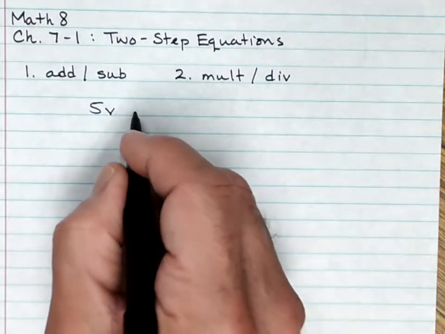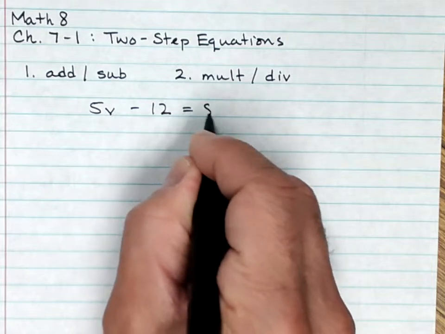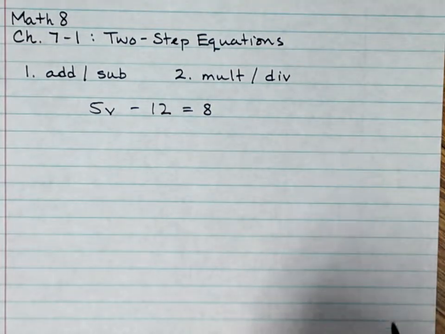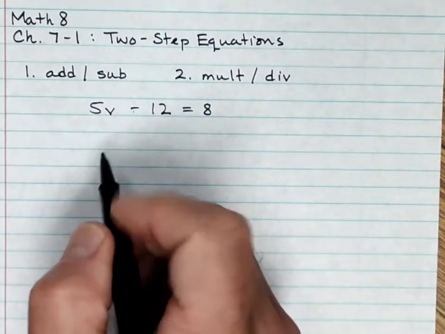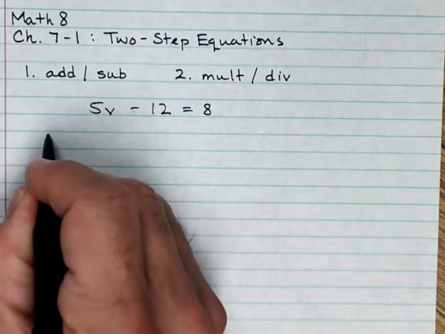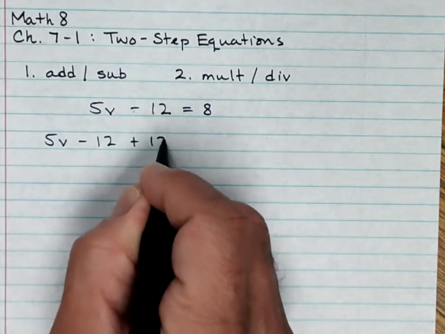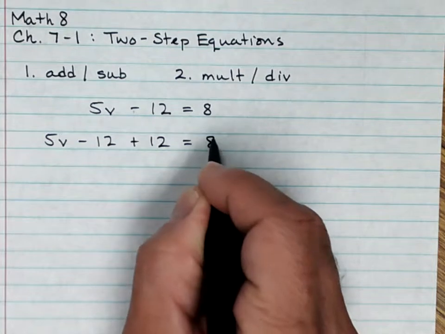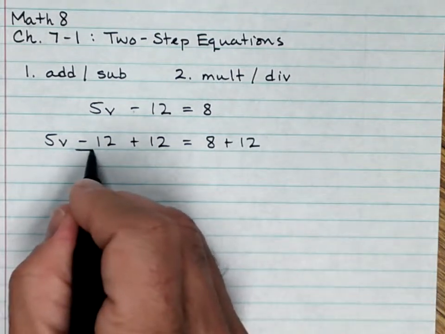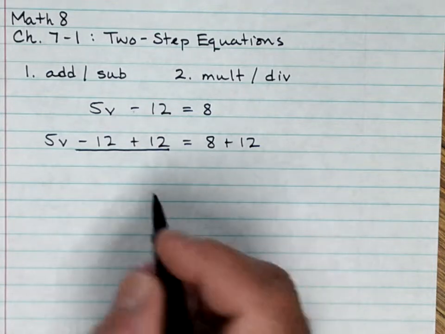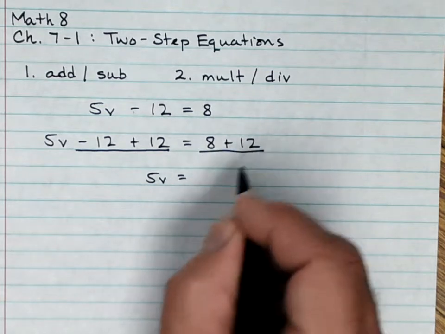5v minus 12 equals 8. So again, I'm looking to add or subtract first. Here's a negative 12 or a minus 12. So I'm going to do the opposite of that. 5v minus 12 plus 12. On this side, I'm writing 8 plus 12. This is negative 12 plus 12. That's going to leave me with 5v. 8 plus 12 is 20.